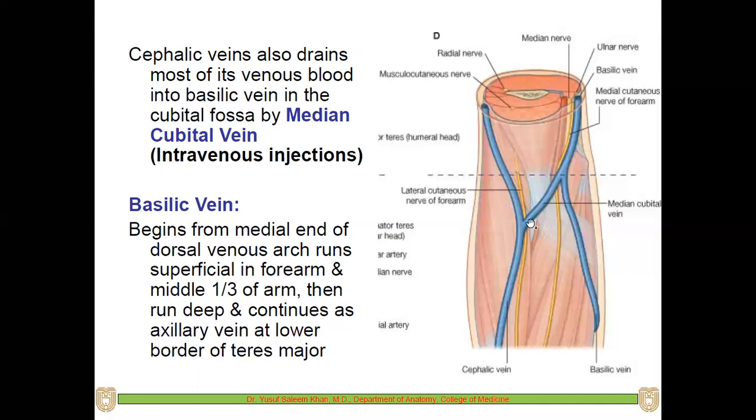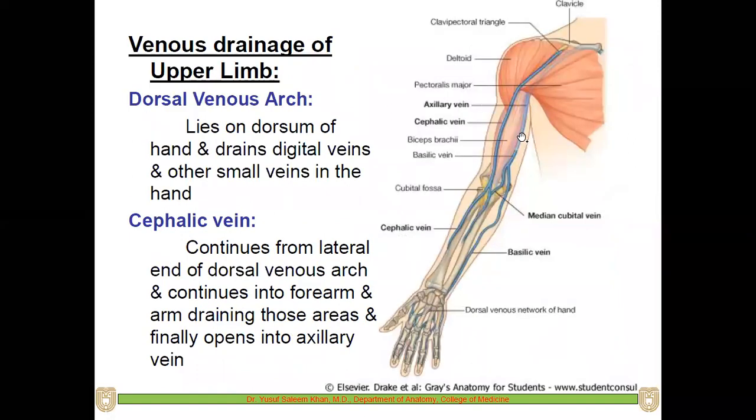So what is this vein? The median cubital vein is a vein draining the venous blood from the cephalic vein into the basilic vein, from the lateral to the medial side. But it also continues straight up, as you can see here, all the way and opens into the axilla and the axillary vein.